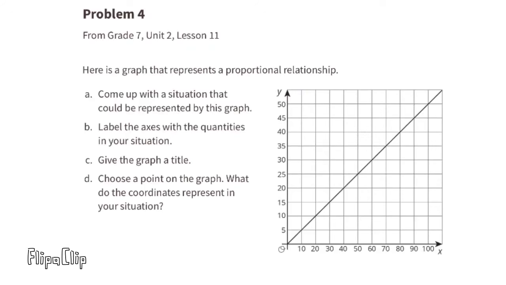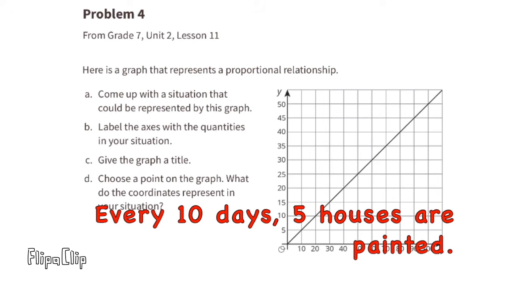Problem number 4 from 7th grade, Unit 2, Lesson 11. Here is a graph that represents a proportional relationship. A. Come up with a situation that could be represented by this graph. Every 10 days, 5 houses are painted.